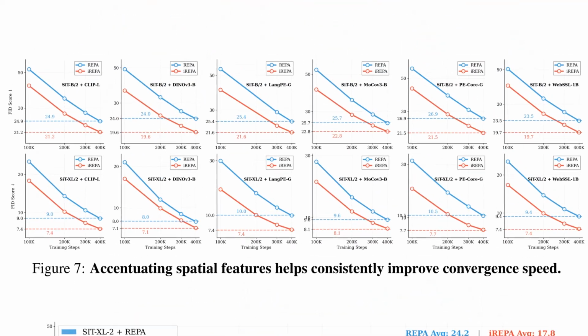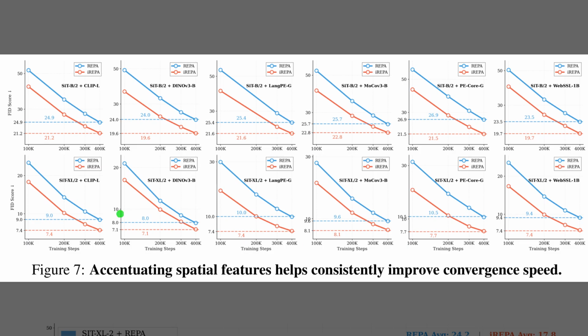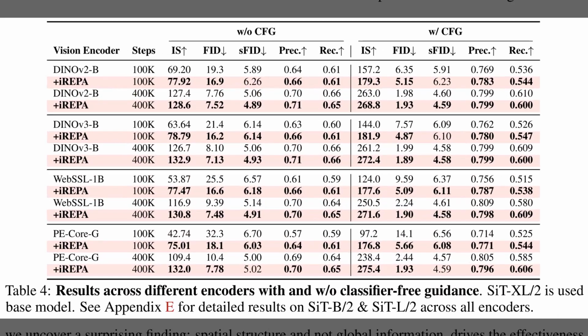So after Table 1 summarized final metrics, Figure 7 tracks how those gains emerge during training. Each panel plots FID against training steps, with blue for standard representation alignment and red for the improved variant. The top row shows smaller SIT-B models, and the bottom row shows larger SIT-XL models across many different encoders. In every panel, the red curve drops faster and finishes lower, which means accentuating spatial features consistently speeds convergence and improves final image quality. Alright, Table 4 extends the story by adding classifier-free guidance into the mix.